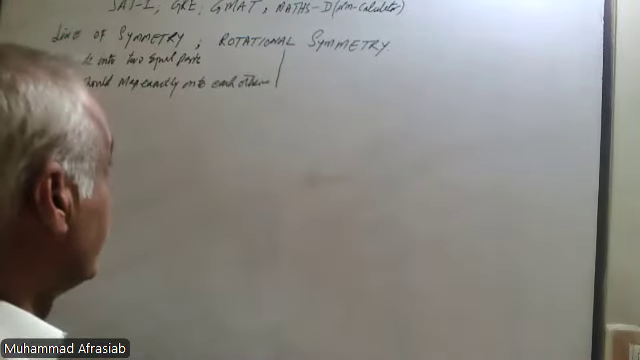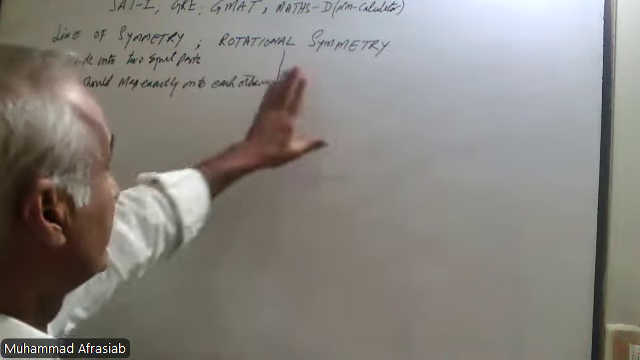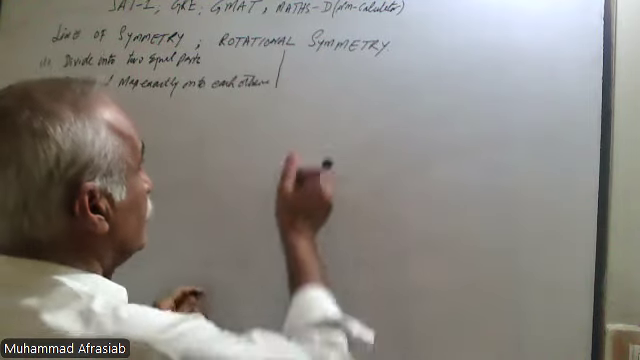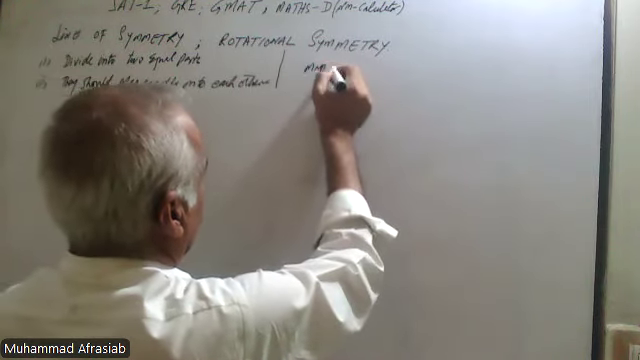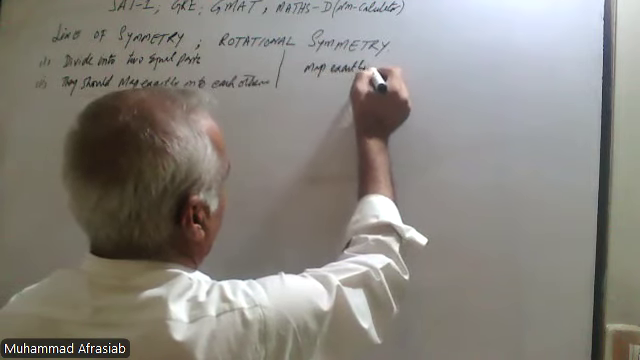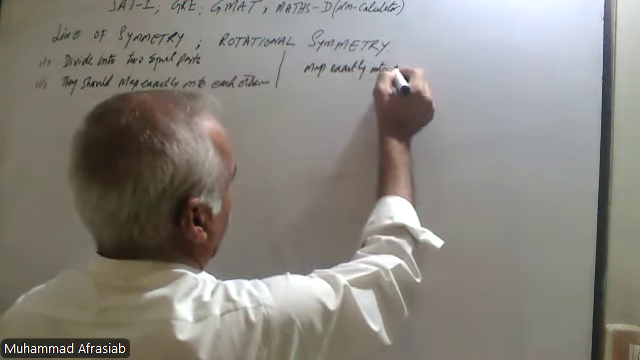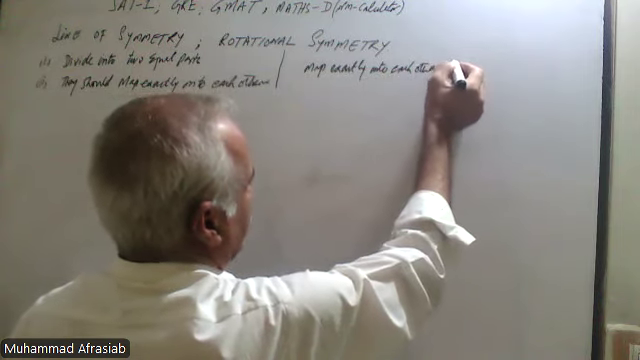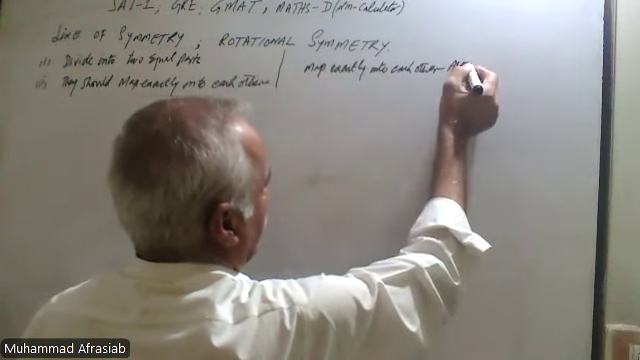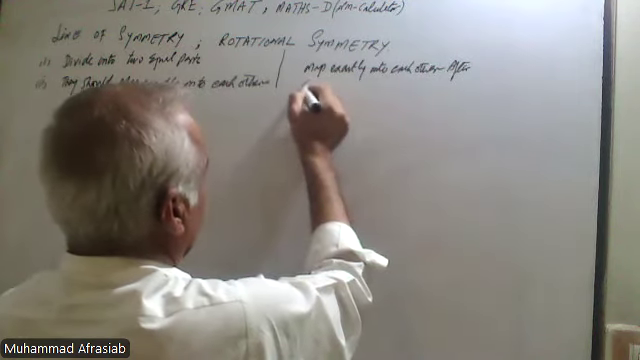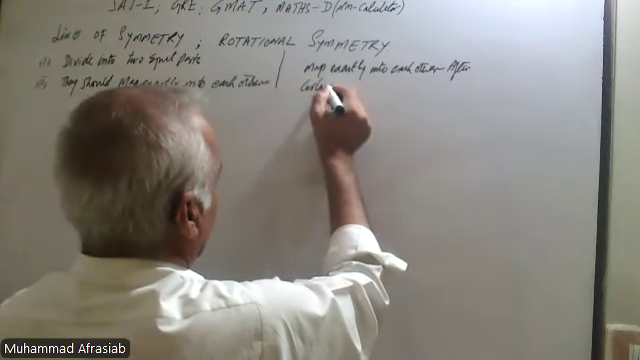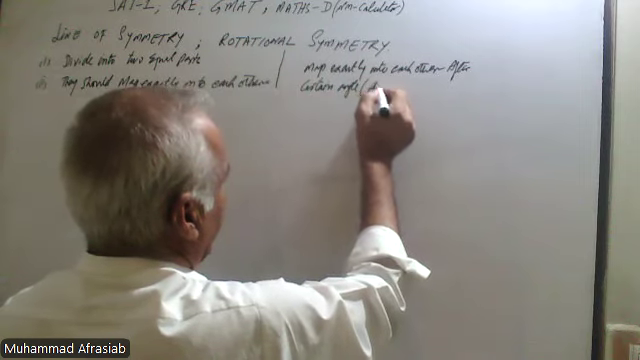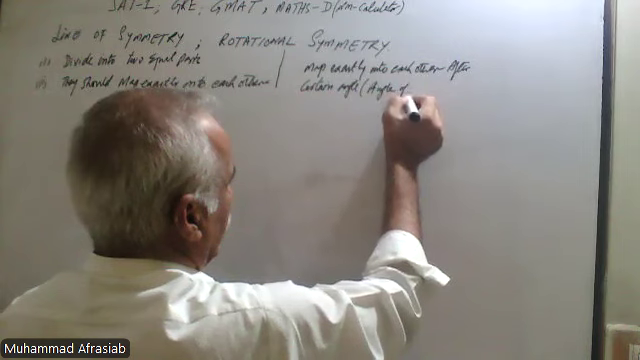Now, rotational symmetry. Rotational symmetry means first you have to find out the center of that rotation, and then the figure should map exactly onto itself after moving it through a certain angle, which is known as the angle of rotation.